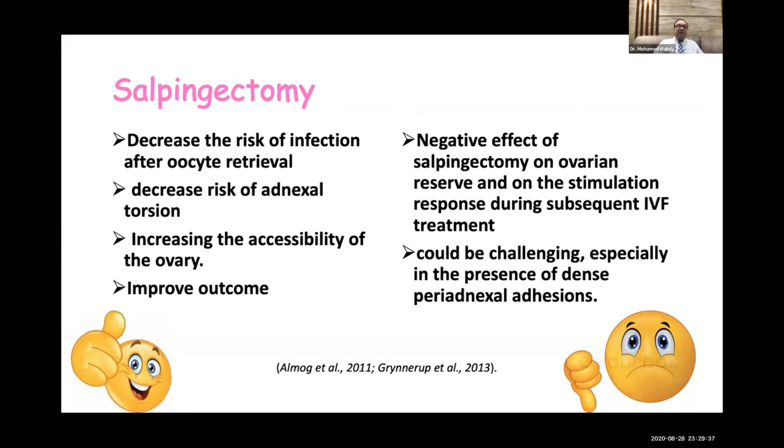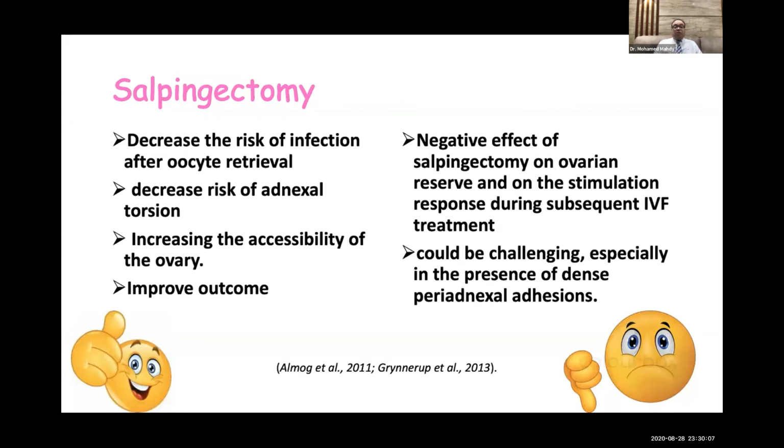It also increases the accessibility of the ovary, because a huge tube may distort the anatomy and make ovum pickup very difficult. Also, it improves the outcome of ICSI after salpingectomy. But on the other hand, what is against? Negative effect on ovarian reserve. After ovarian stimulation, it may affect the response. It decreases the number of oocytes, the number of embryos, and the cryopreservation or vitrification rate.